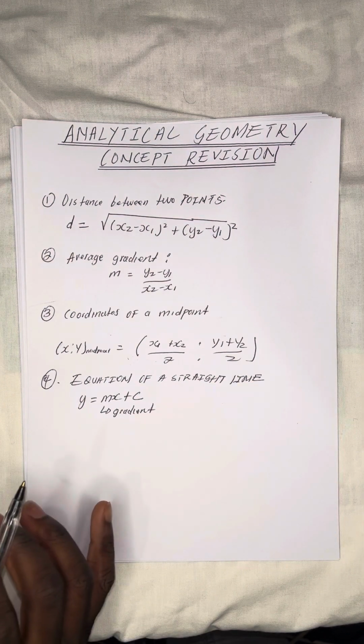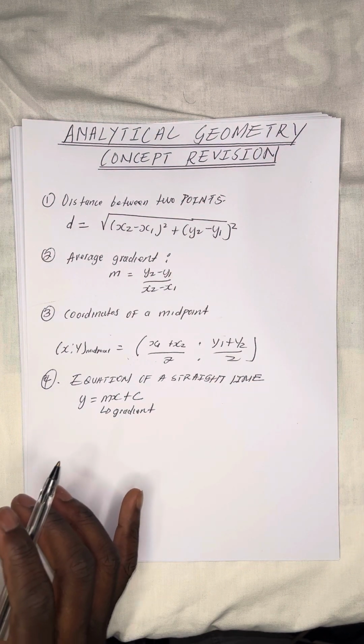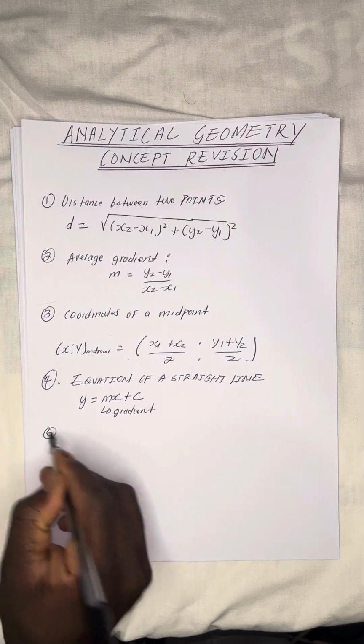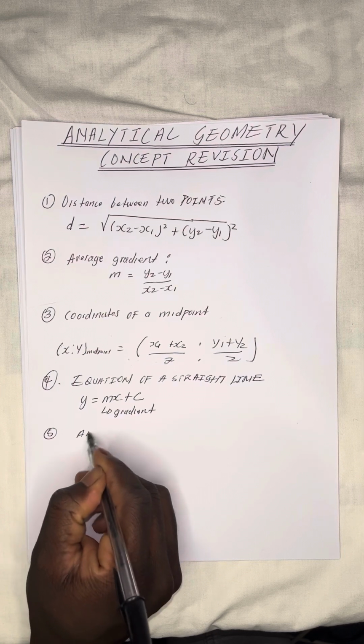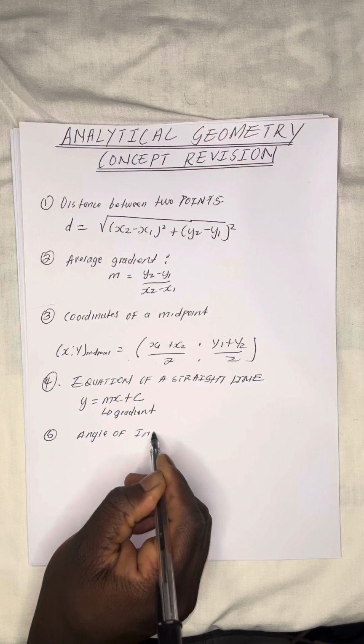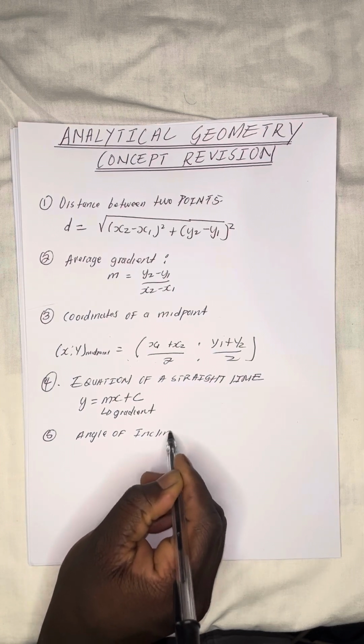Right, so going to the fifth thing that you need to know in analytical geometry would be the angle, and understanding the angle of inclination.